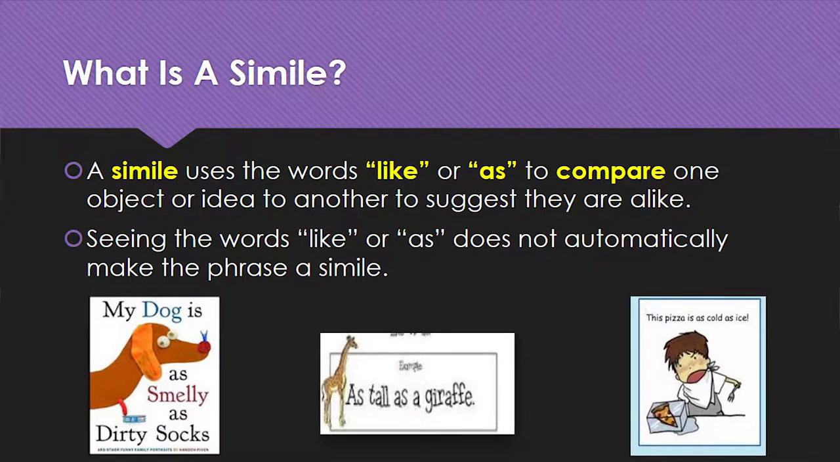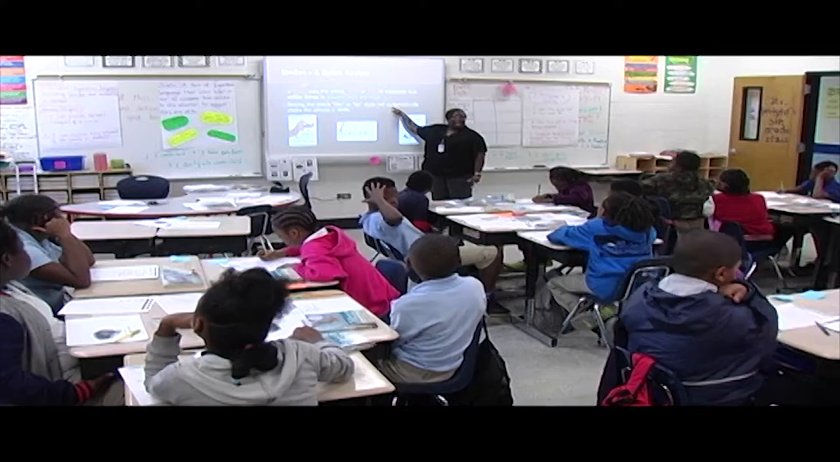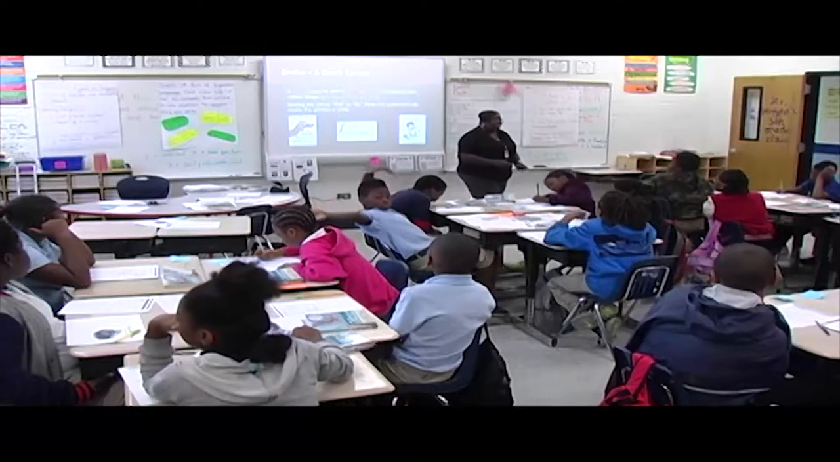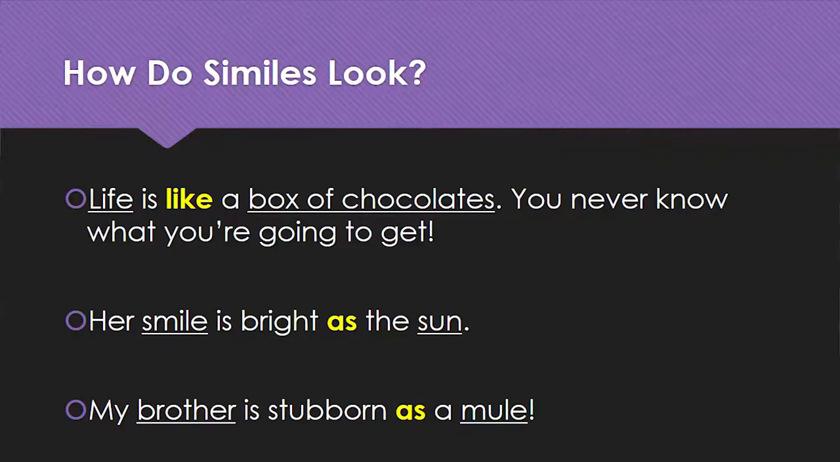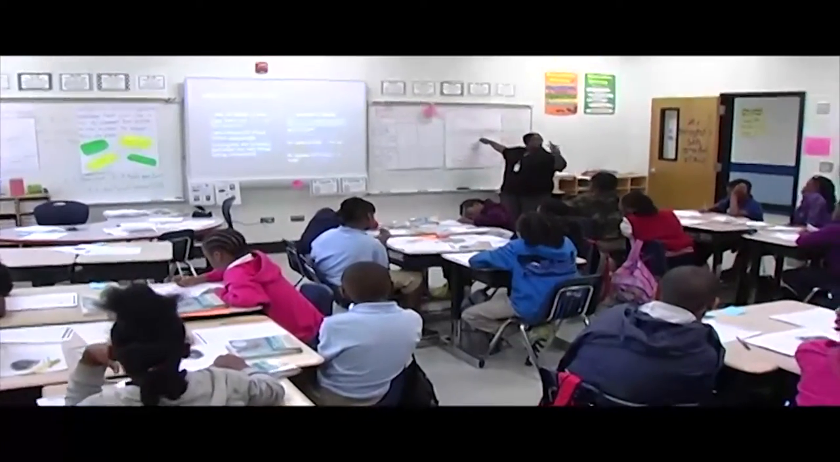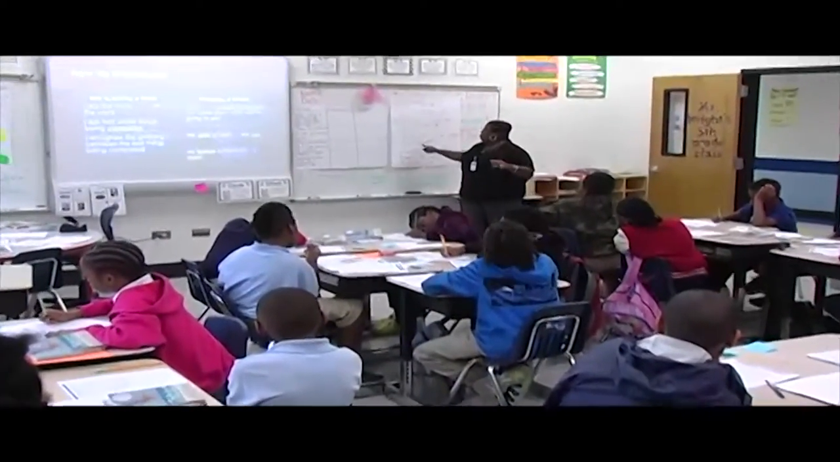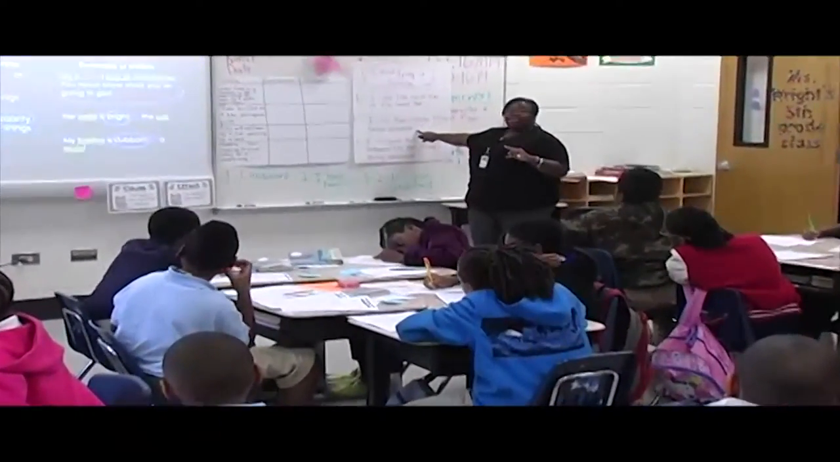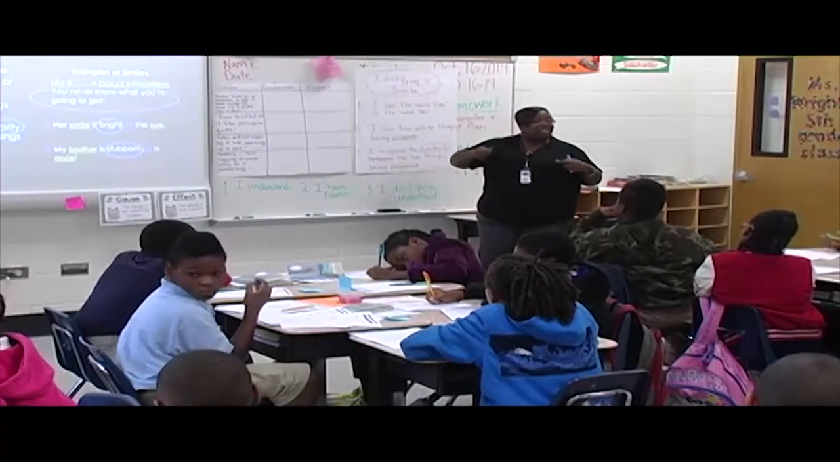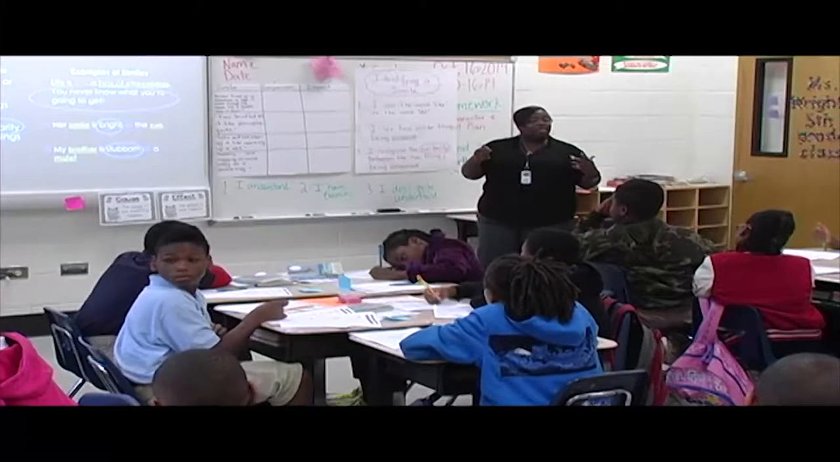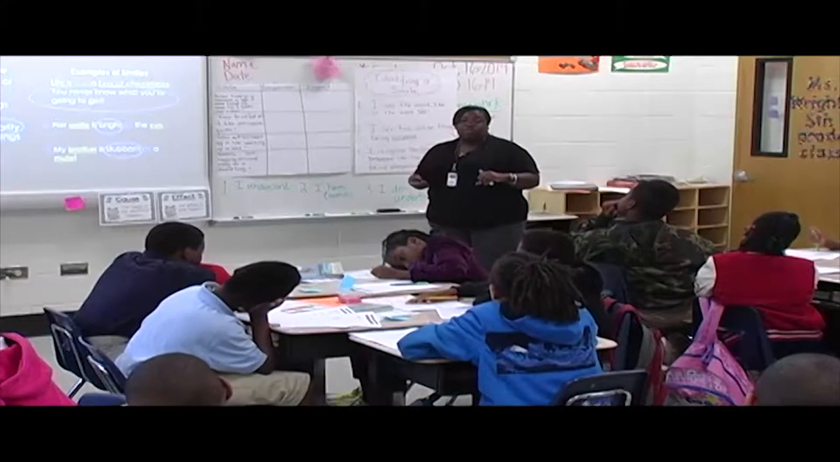You have to know that you have to have these characteristics because seeing the words like or as alone does not make something a simile. Okay? And I'm going to show you that in a second. Now, how do I identify a simile? Well, first, I see the word like or the word as. Then I say, okay, this might be a simile. Then, I see two unlike things being compared. And finally, I recognize the similarity suggested between those two things.